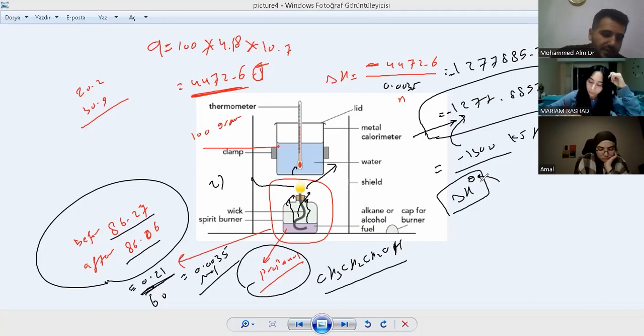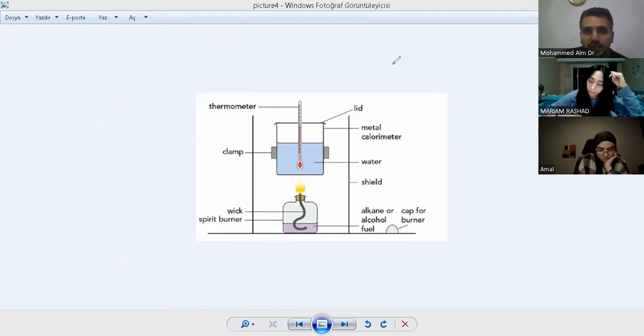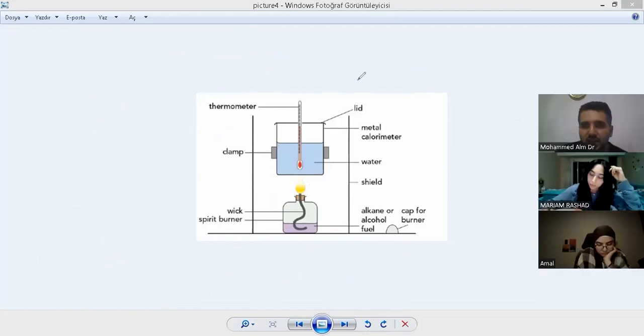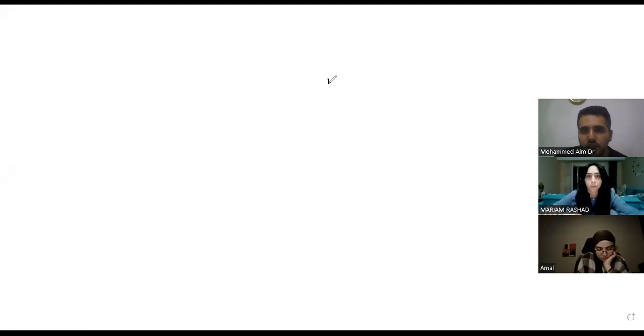But let me ask you guys another question. In the previous experiment, the experiment where we did the enthalpy change of neutralization, also, guys, the delta H that we got was lower, less exothermic than the delta H of the book. What could be the reason, Mariam? Okay, what could be the reason?